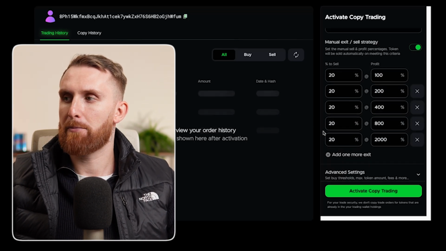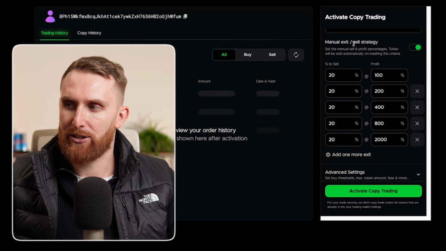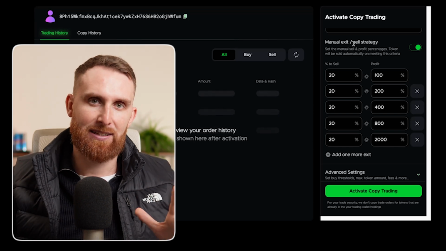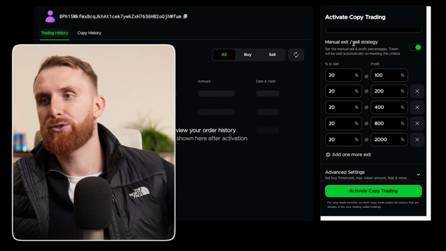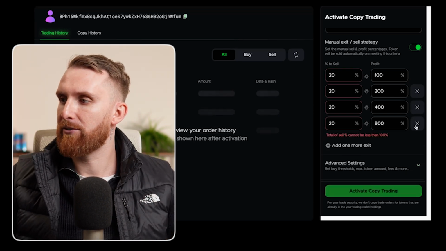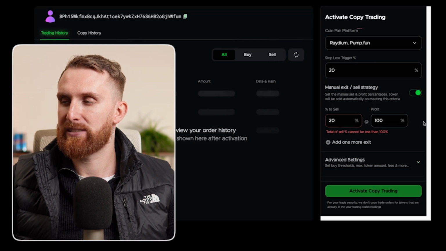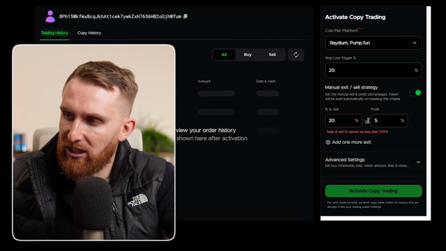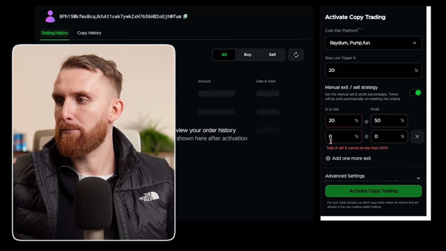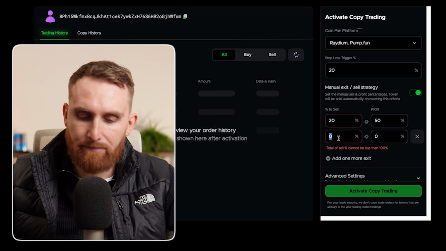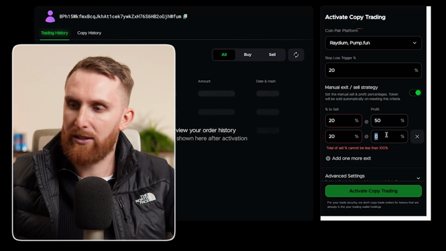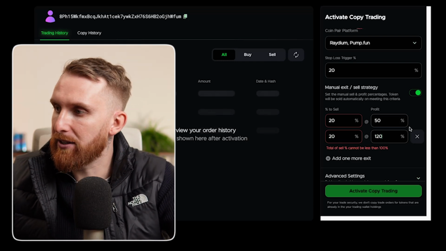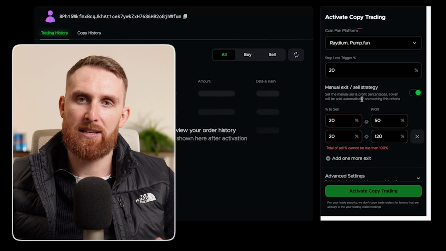And we have, again, the manual exit and sell strategy. So this is, again, really important because this setting could actually make you money or lose your whole fund. So let's remove everything because I don't really like these default settings. So first of all, I would like to take 20% when I made 50% just to keep my bank safe. Next up, let's go again, 20%, when we made 120%. So let's do it right here. And we still have 60% of our position.